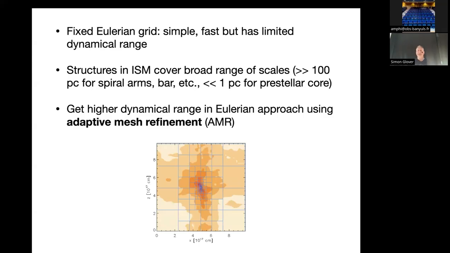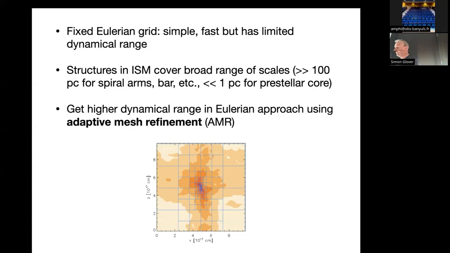I think the largest simulations, for instance, of compressible turbulence in an astrophysical context are something like a few thousand cubed, which is already a lot, but it's only a dynamical range of a few thousand. And this can be a problem if we want to study the ISM, because structures in the ISM cover a very broad range of scales.